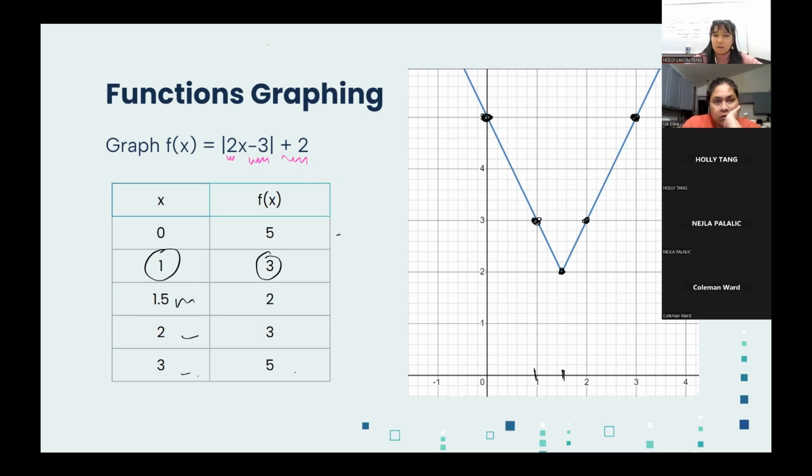I don't think you guys have gotten this far yet, but as long as everyone is comfortable with doing the table and plotting those points and connecting those points, you'll do great on the test.